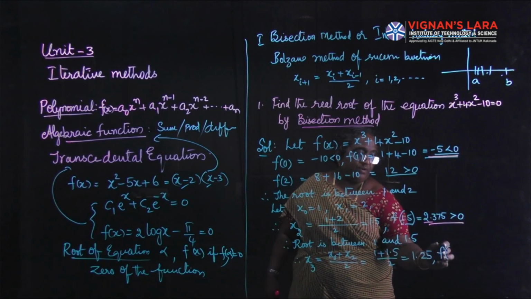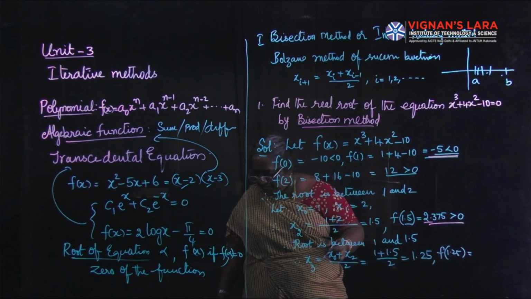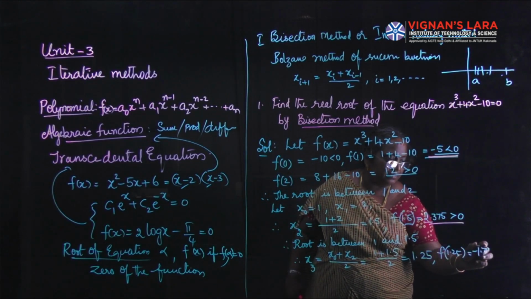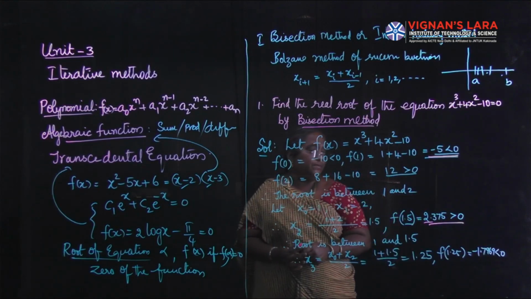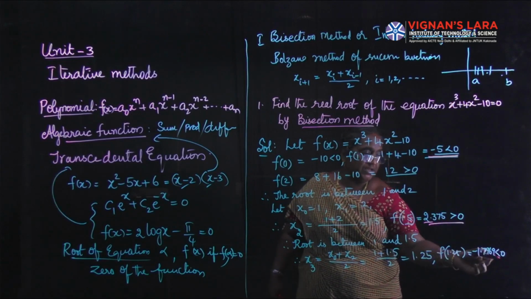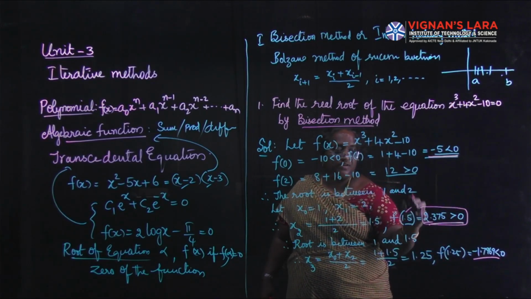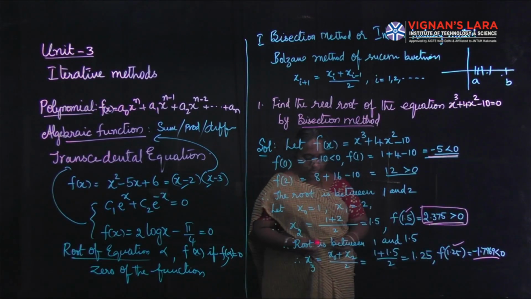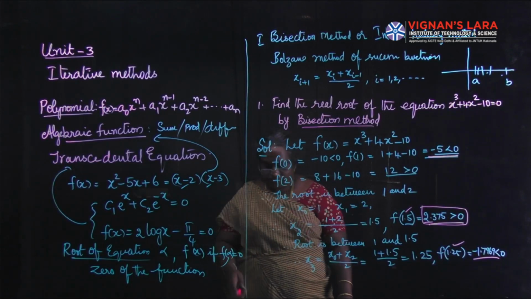f of 1.25, if you calculate using a calculator, you will get minus 1.7969. So it is less than 0. Where did we get greater than 0? Just above; we need the latest values. Here it is less than 0, here it is greater than 0, for 1.5, so the root is between 1.25 and 1.5. We will calculate the next iteration, x4.